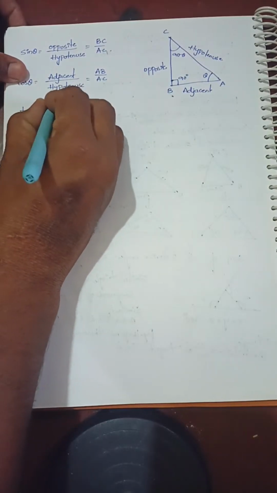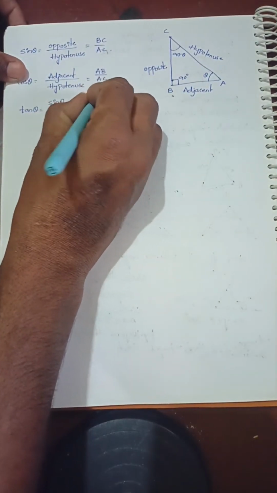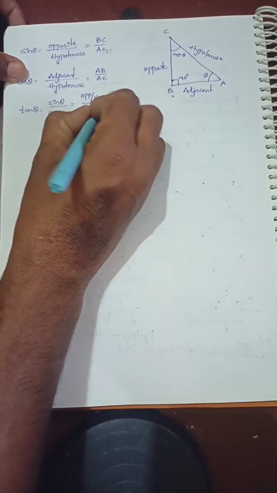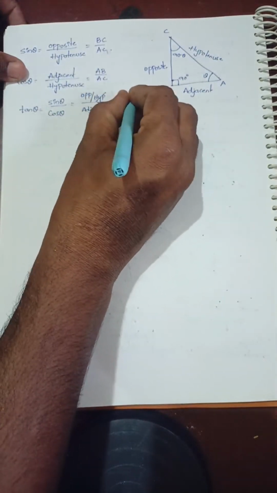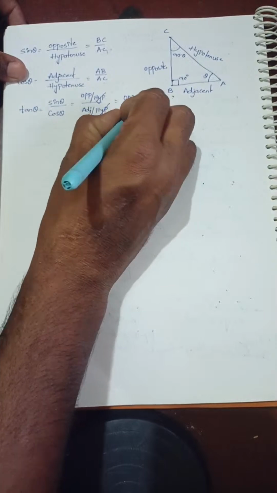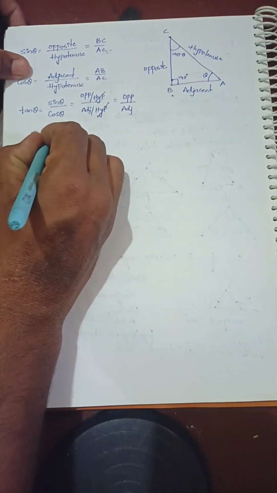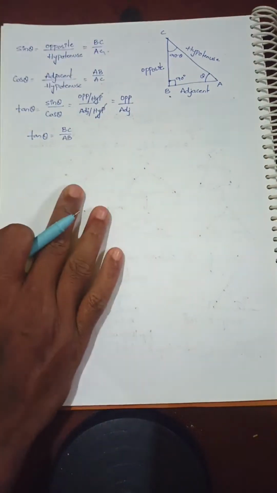So what is tan theta? Tan theta is nothing but sin theta by cos theta. What is sin theta? Opposite by hypotenuse, divided by adjacent by hypotenuse. Both hypotenuse will get cancelled. We are getting the answer opposite by adjacent side. So that means tan theta is equal to BC by AB. So this is the tan theta.